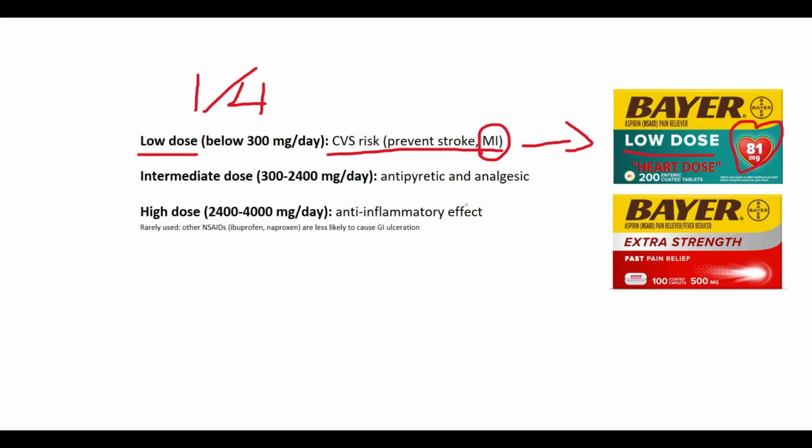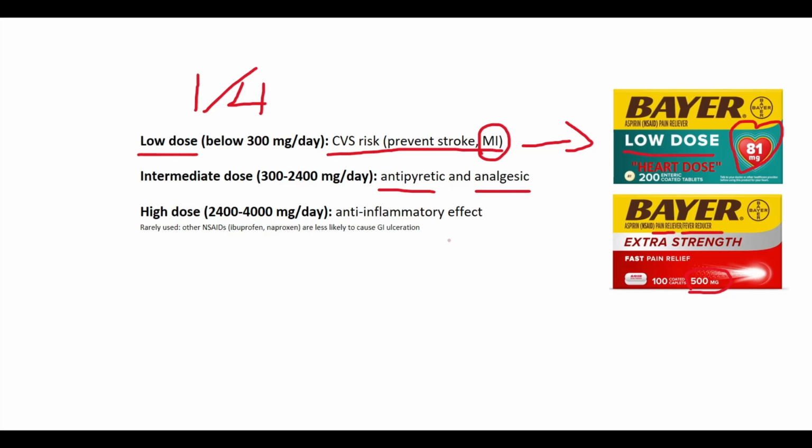Aspirin in low doses is meant especially for patients with heart diseases because it prevents your myocardial infarctions. In the product right below, we see an intermediate dose aspirin with 500 milligrams, and intermediate dose aspirin is generally considered as an antipyretic and an analgesic, which means that it's a fever reducer and a pain reliever.